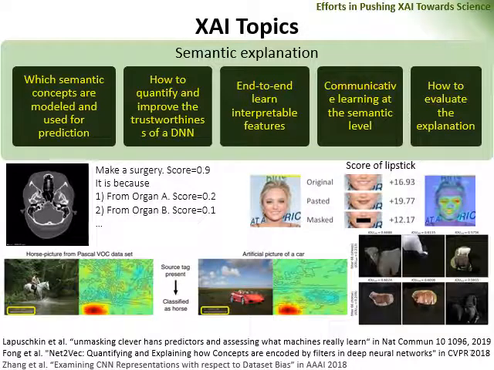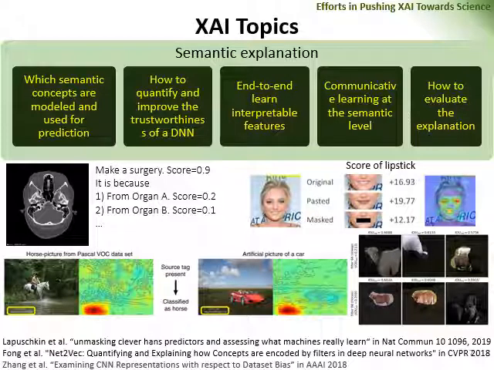In general, we can classify all topics in the schematic explanation of neural networks into the following five directions. First, people want to answer which schematic concepts are modeled and used for prediction. Second, people sometimes want to quantify and improve the trustworthiness or the safety of a neural network. Third, people sometimes need to learn end-to-end a neural network in which features are interpretable to human beings.